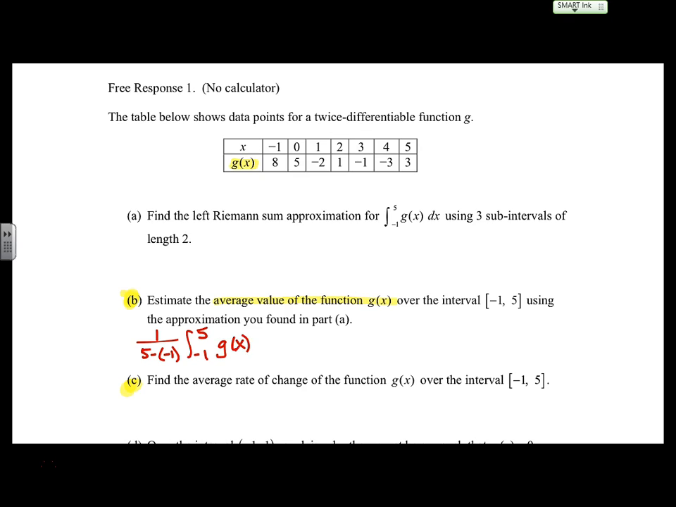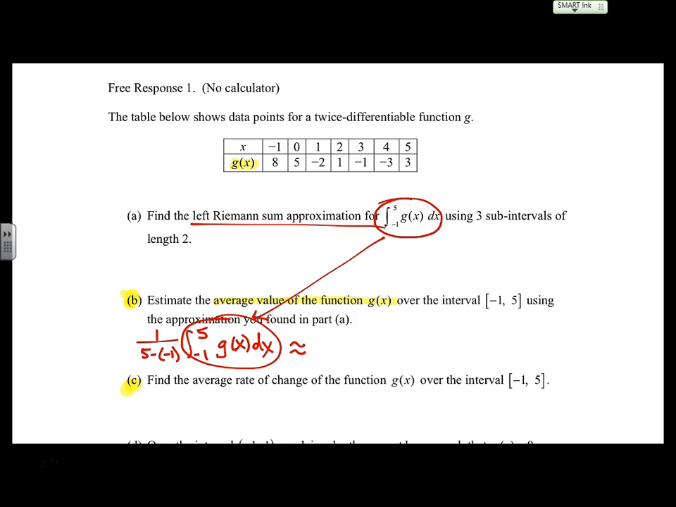Now what's the dilemma though? Can we just plug and check this in our calculator? Well, A, it's not in the calculator, and B, is there any function to put in the calculator anyway? No, but doesn't it say using approximation? So what approximation did we find in A? The left Riemann sum approximation, of course, and what does that approximate? The area under the curve. The integral, right? So we're going to plug in that left Riemann sum approximation to approximate the average value.